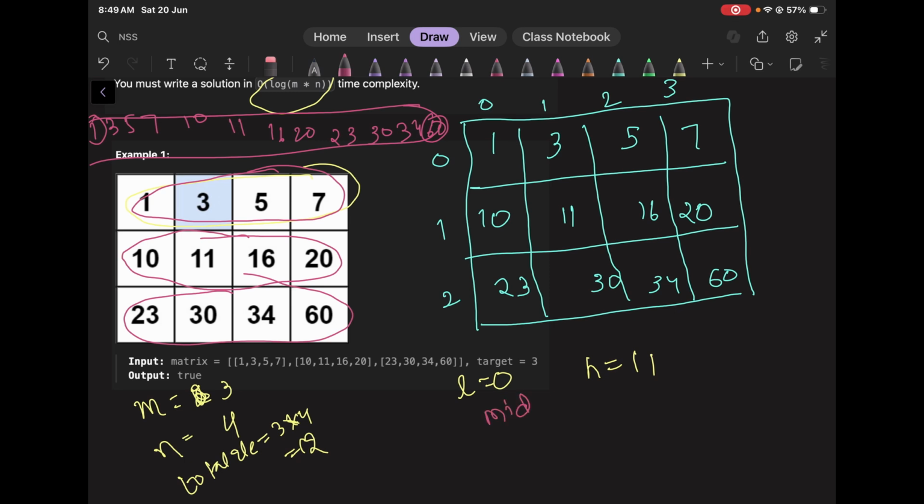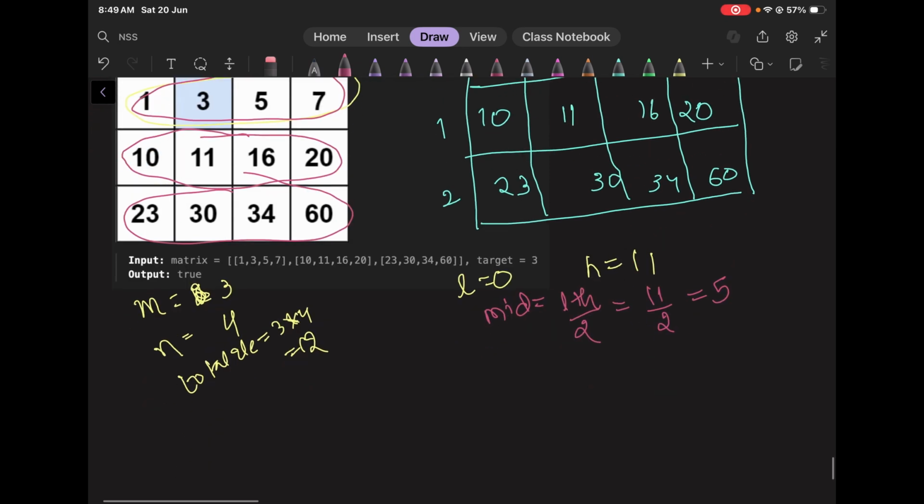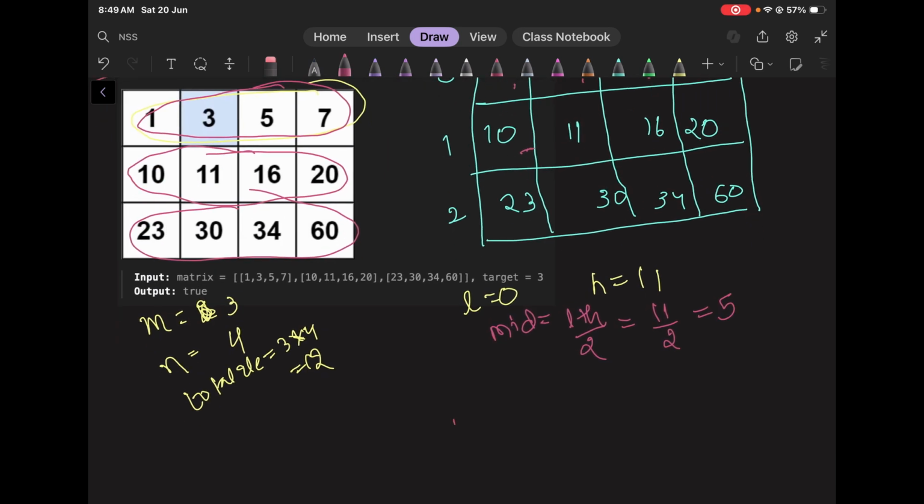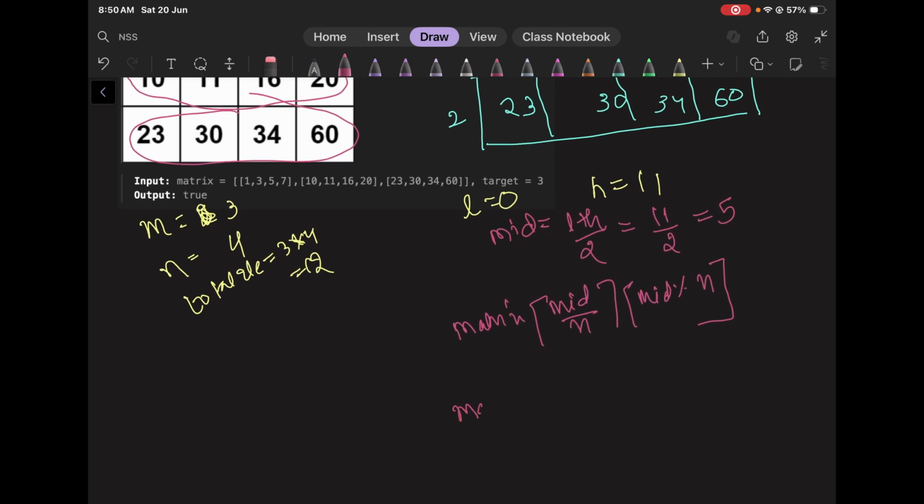So my mid would be low plus high by 2, which is 11 by 2, which is 5. Now the fifth element would be, this is 0, first, second, third, fourth, fifth element. So this will be our fifth element. So what we do, this is matrix of mid by n, and then comes mid modulo n. So this will be matrix of 5 by 4, and this is 5 modulo 4. This turns out to be matrix of 1 comma 1.